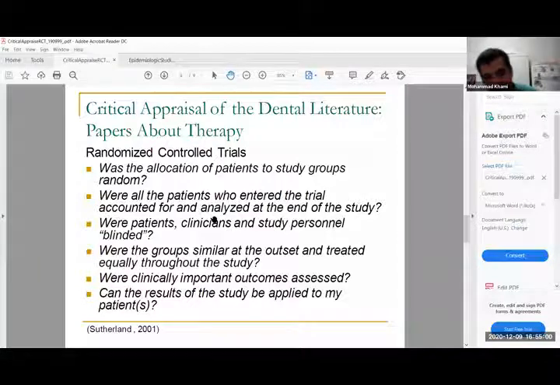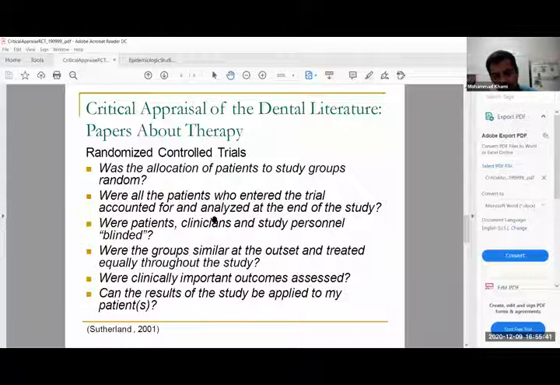And then, were clinically important outcomes assessed? Again, clinically important outcomes. So I think Dr. Shamshiri clearly explained about these clinically important outcomes. Some of the outcomes are outcomes, but they are not clinically important. For example, when you are reading an article about periapical lesions, the size of the periapical lesion can be considered as a clinically relevant and important outcome.